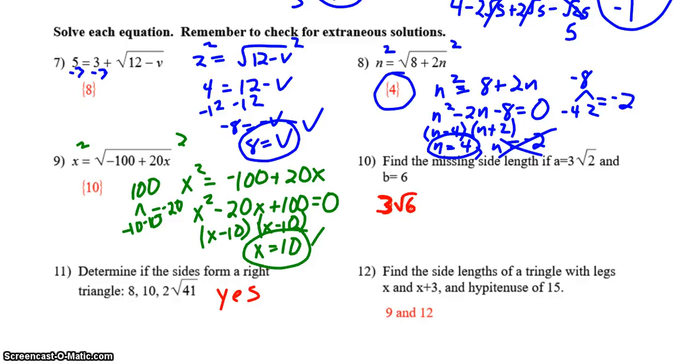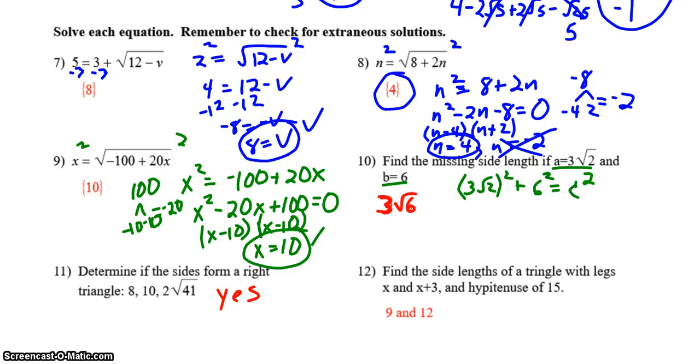Okay. Then the last 4 problems have to do with the Pythagorean theorem. So the Pythagorean theorem is a squared plus b squared equals c squared. So in our first case here, they give us a, and they give us b, so we're finding c. So this would be 3 root 2 squared plus 6 squared equals c squared.